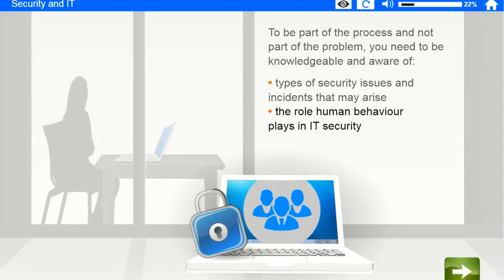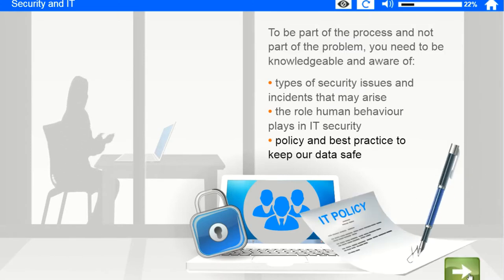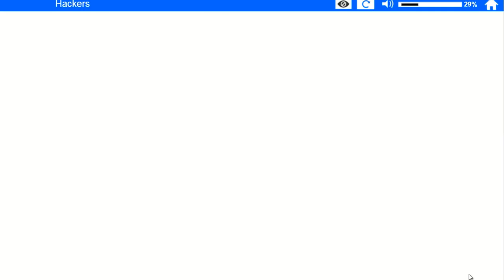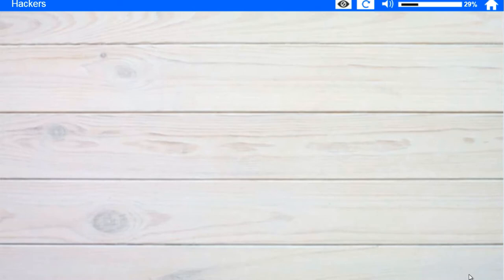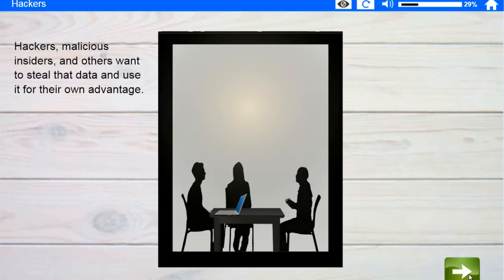The role human behavior plays in IT security, and policy and best practice to keep our data safe. Hackers, malicious insiders and others want to steal that data and use it for their own advantage. Drag with your mouse to turn the next page, or press the button at the side of the page to learn how.